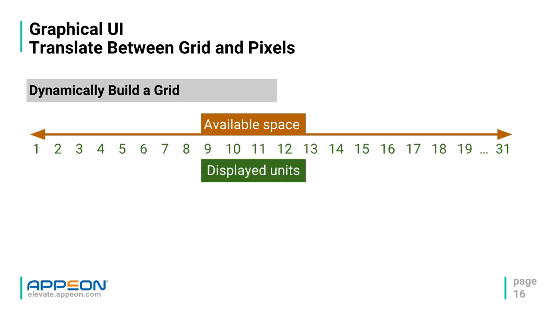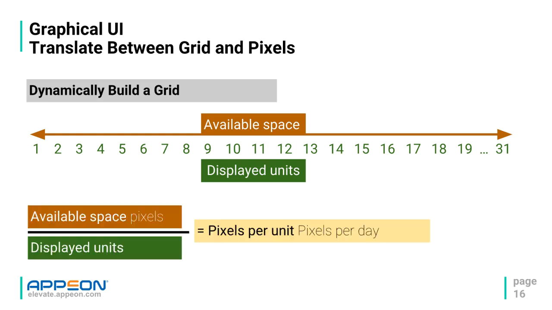And then you have the units you want to display. In this example, it would be a month, and you want a box for each day of the month. So you have 31 units, and you want to display 31 units, and you know how many pixels you have available. So just divide those pixels by the displayed units, and you get your pixels per unit. In this case, it's pixels per day. That's a very important value you need to save in an instance variable.